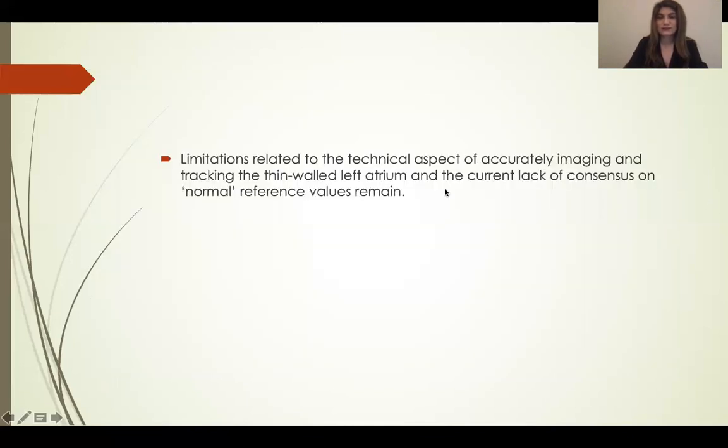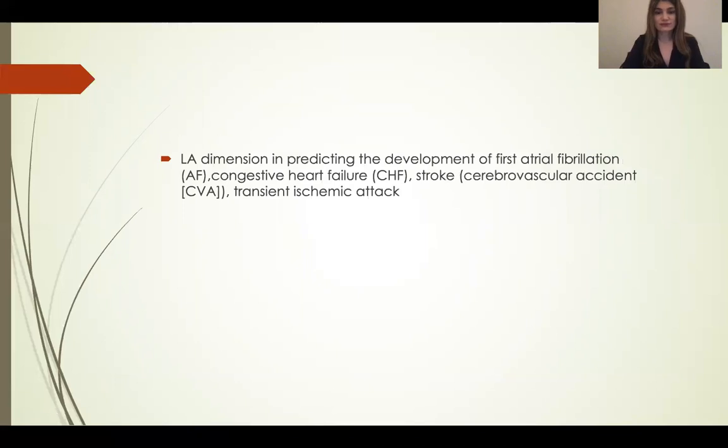Limitations of this method are accurately imaging and tracking the thin-walled left atrium and the current lack of consensus on normal reference values. These are the main limitations of this method.